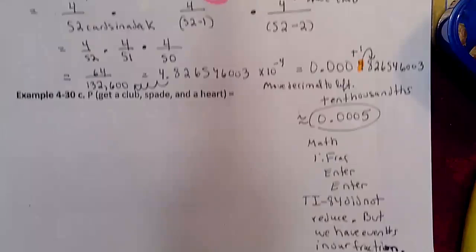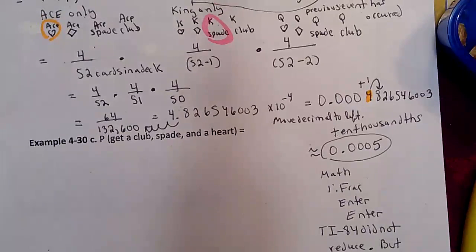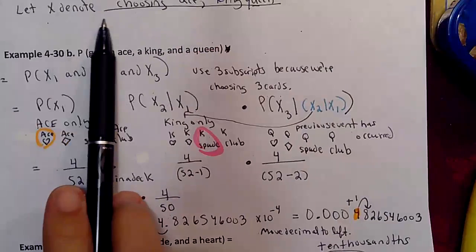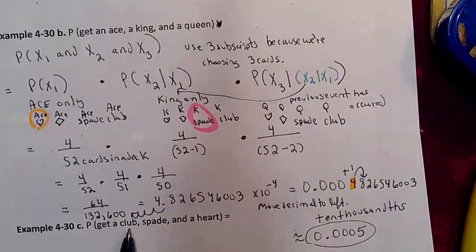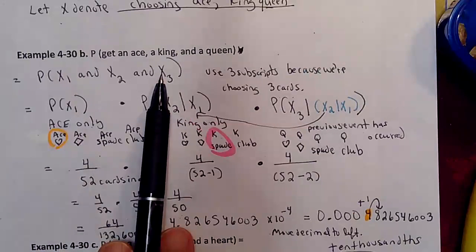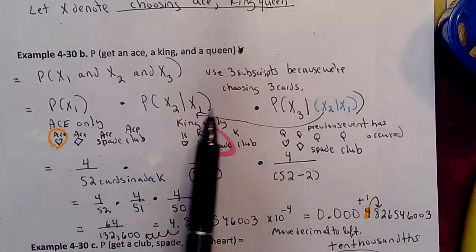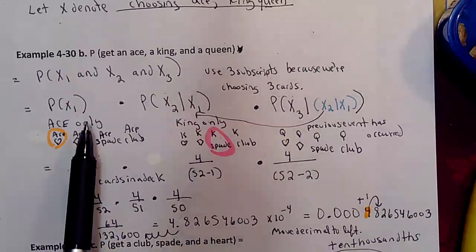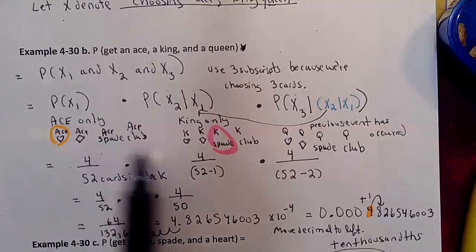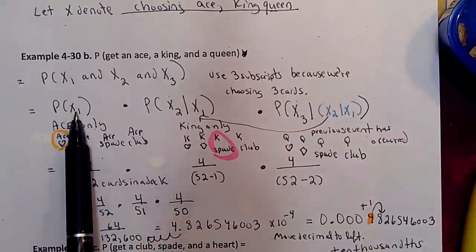All right. So as I mentioned, I'm going to start with the idea. I'm not going to recopy this. Let X denote choosing a club, a spade, and a heart. And then I'm not going to write this down. This would be identical. If you want to be a little different, you could choose a different letter. It doesn't have to be X. But because we're choosing three, this is identical.